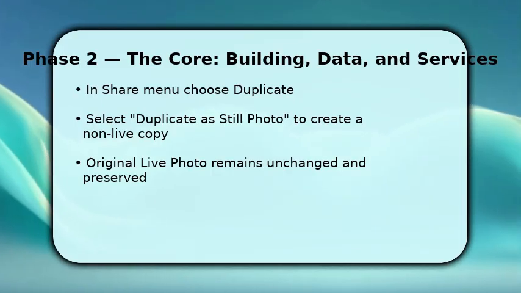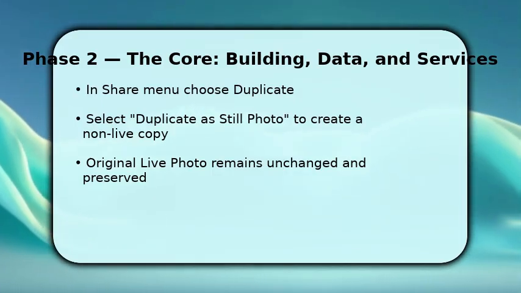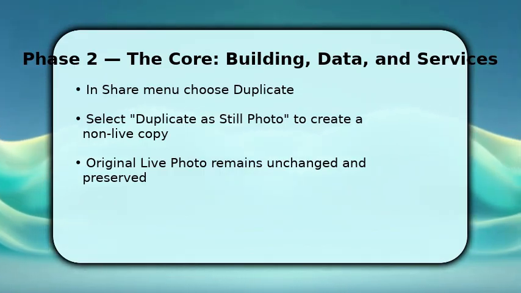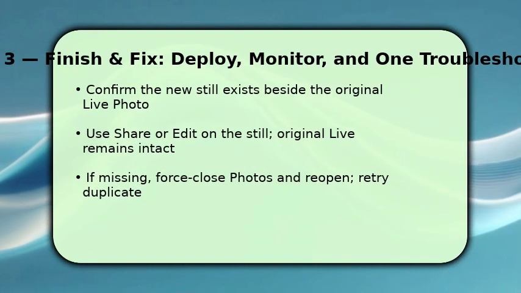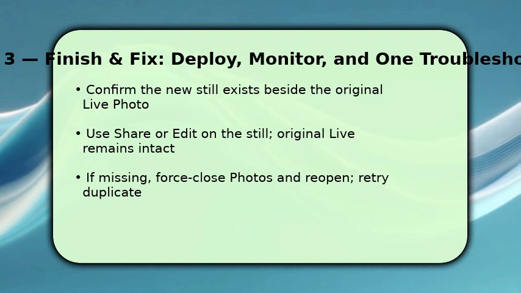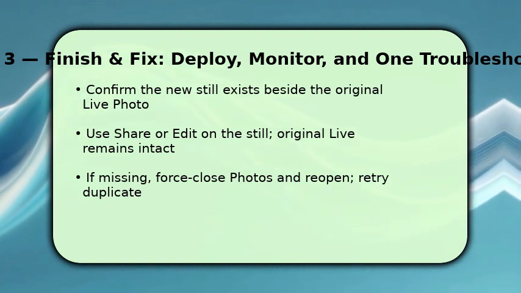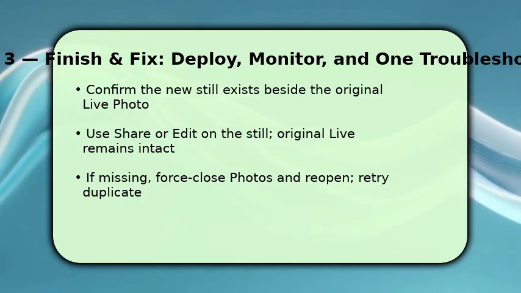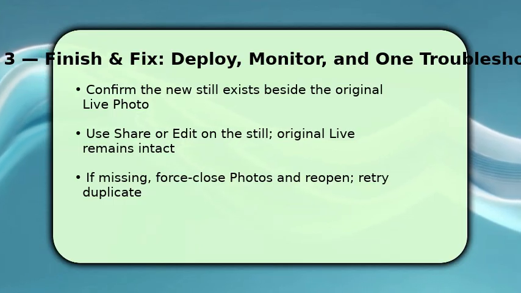Make sure you wait a beat for the thumbnail to update. If the duplicate doesn't appear, swipe down and refresh the library before proceeding. Check your library. You should now see two images, the live original and the new still. Tap the new photo to verify it no longer plays. Zoom and check metadata if needed. You can now edit or export this still without affecting the live file.